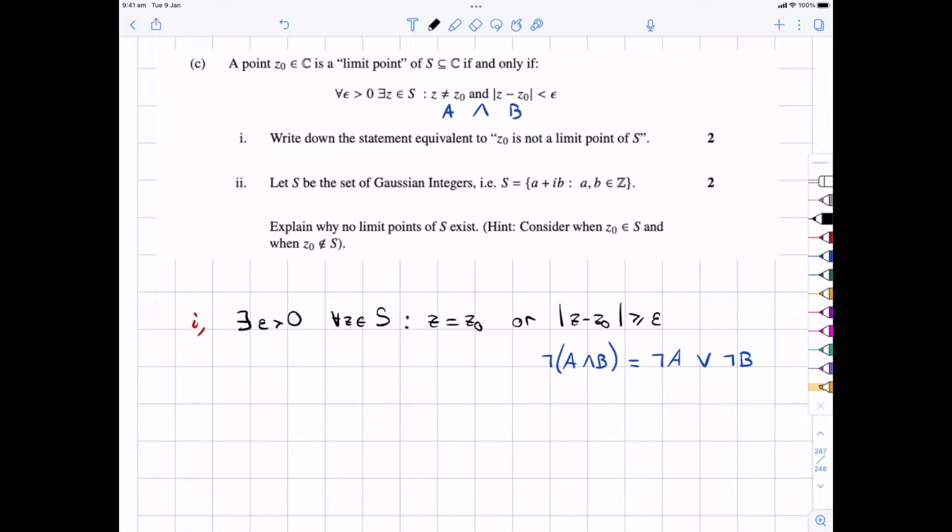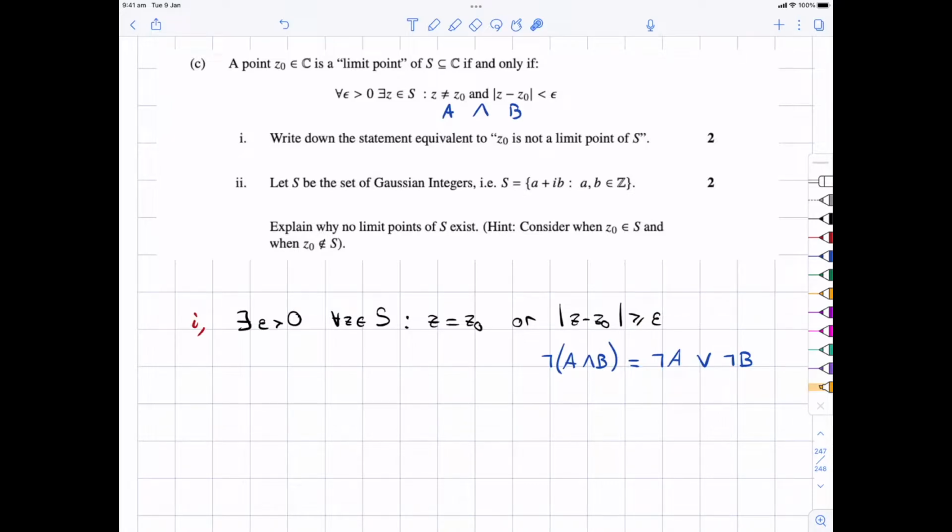It says, let S be the set of Gaussian integers, where S is a plus ib, such that a and b are integers. Now, what this is saying is that S is a set of all these complex numbers where a and b are integers. In other words, the real part and the imaginary part of the complex numbers can only be integers. Then it says, explain why no limit points of S exist. And they give us a hint, which is to consider a couple of cases. The first case is when z0, the limit point, is in S, and when z0 is not in S.